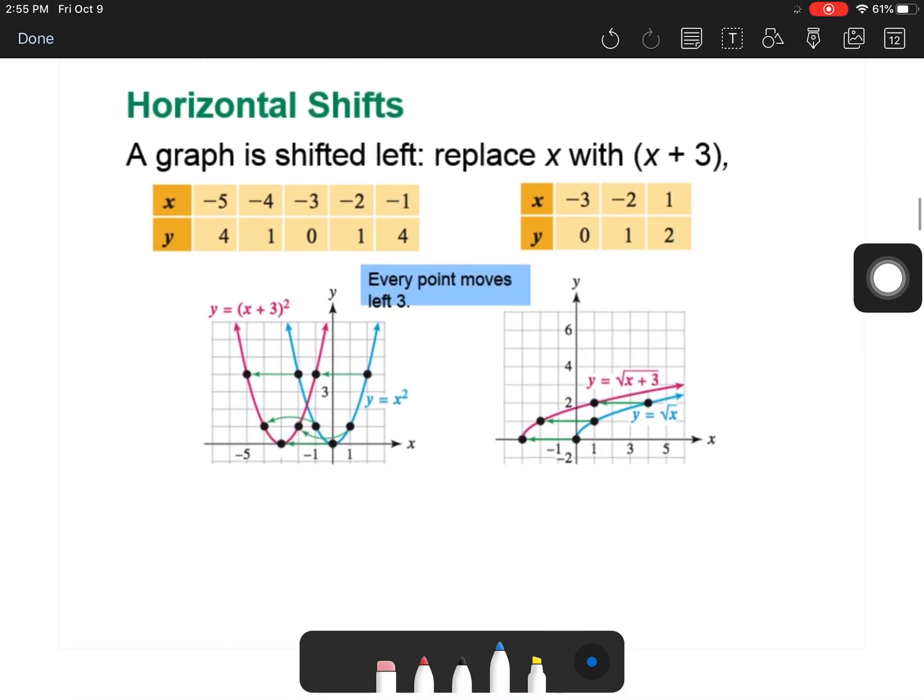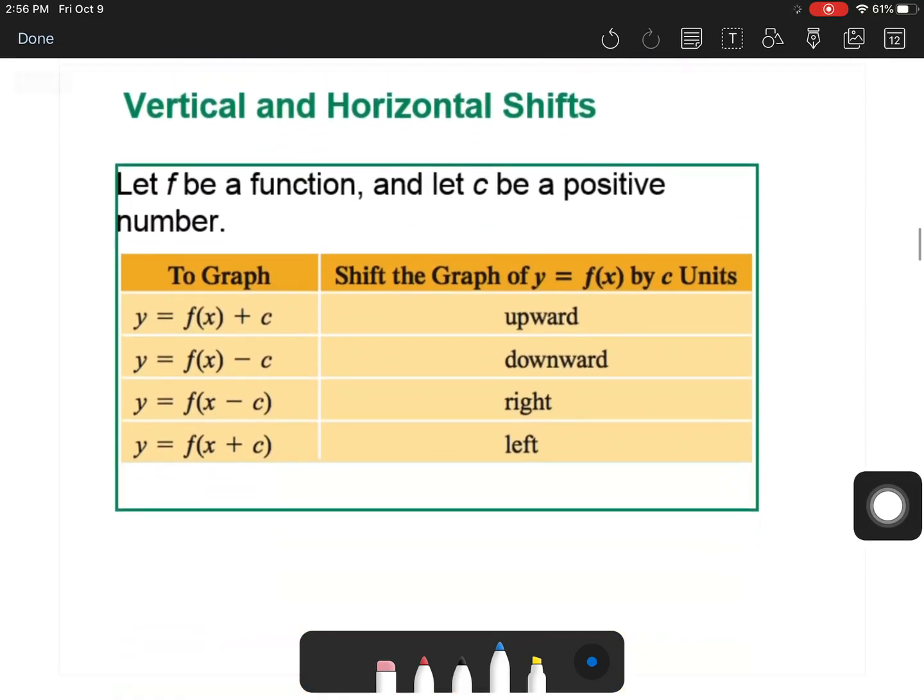And then if we replace with a plus, right, that's shifting it to the left. So if I have x plus 3 rather than x in my function, whether it's x squared, a parabola, or a square root, then that's going to shift it to the left 3. So every point moves left 3 then. If my parent graph is here, I'm shifting every x coordinate 3 to the left.